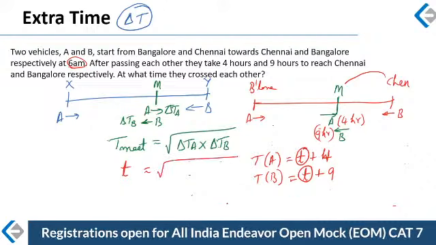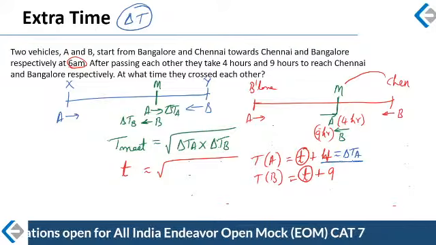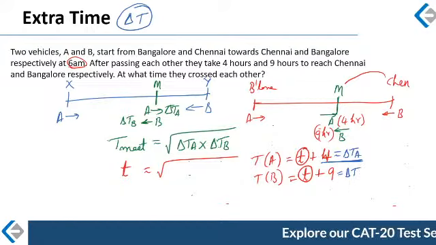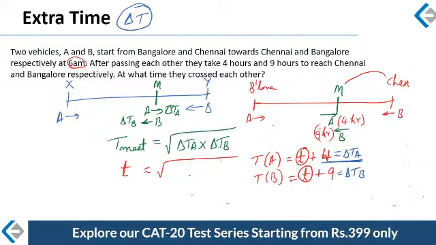This time T is nothing but the square root of delta TA times delta TB. Delta means the extra time required after meeting. That is delta time A, 4, and delta time B, 9. These are the numbers I should be writing here. 4 times 9 is 36. Therefore, T is equal to 6.